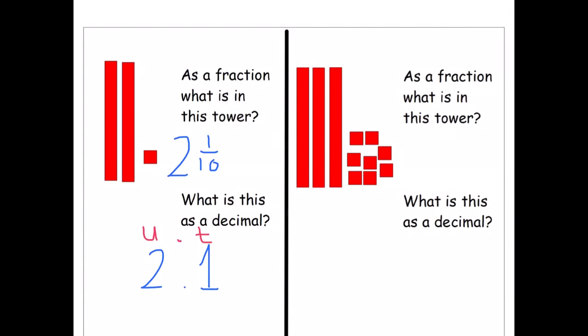My second question, I have 3/1, and then my little squares are in tenths, and I've got 1, 2, 3, 4, 5, 6, 7, 8 of them. So I have 8/10. And as a decimal number, 3.8.